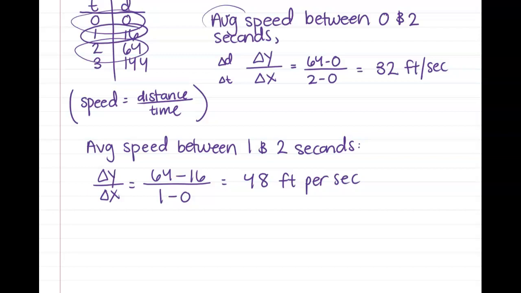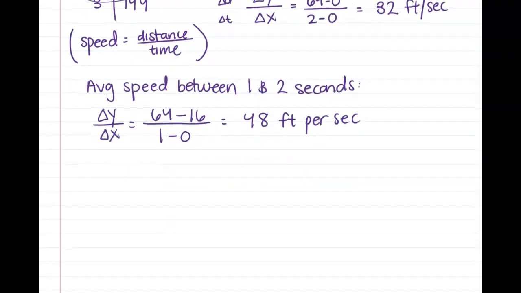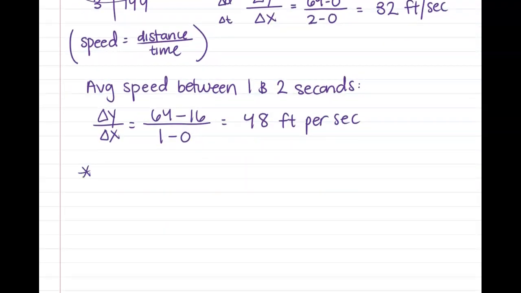And the idea is here that we're getting closer and closer. So 0 to 2 is a 2-second spread. 1 to 2 is a 1-second spread. So now, can we get even closer to 2 seconds?